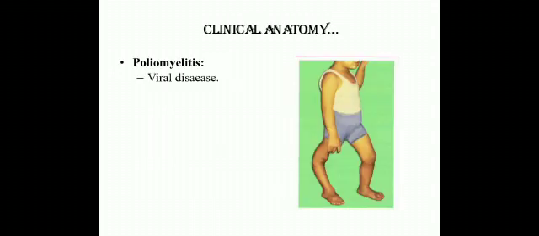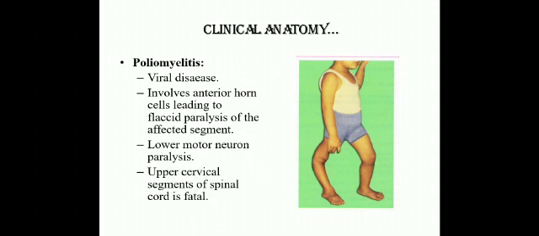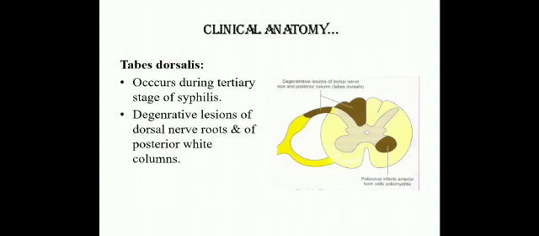Poliomyelitis is a viral disease that involves the anterior horn cells leading to flaccid paralysis of the affected segment. It is a lower motor neuron type of paralysis. If there is involvement of upper cervical segments of the spinal cord, it is fatal. Tabes dorsalis occurs during the tertiary stage of syphilis. There are degenerative lesions of dorsal nerve roots and of the posterior white column, and there will be severe pain in the lower limbs.